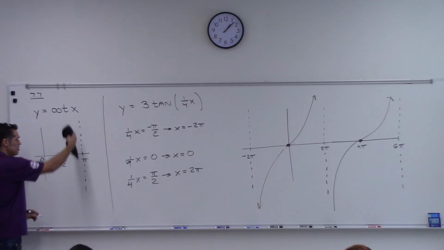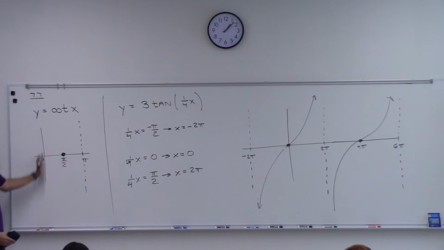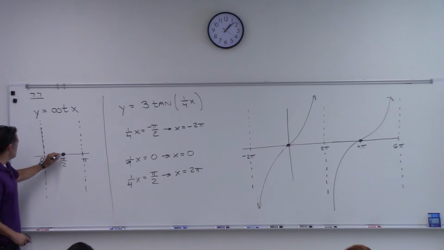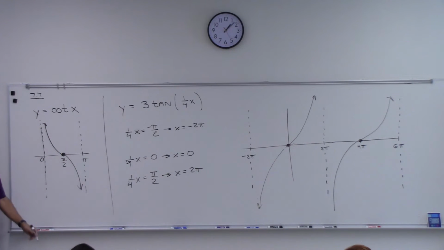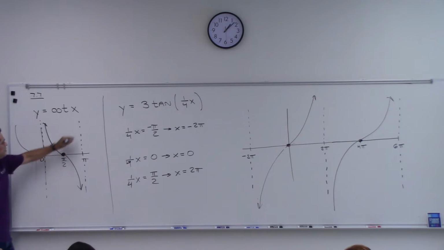So you have a vertical asymptote over here. And then right here you have a vertical asymptote through the y-axis. Like that. And then it looks like a tangent function, except it's flipped over. So it goes up on the left and down on the right. That's what a basic cotangent function does. And of course, it repeats itself on the sides.